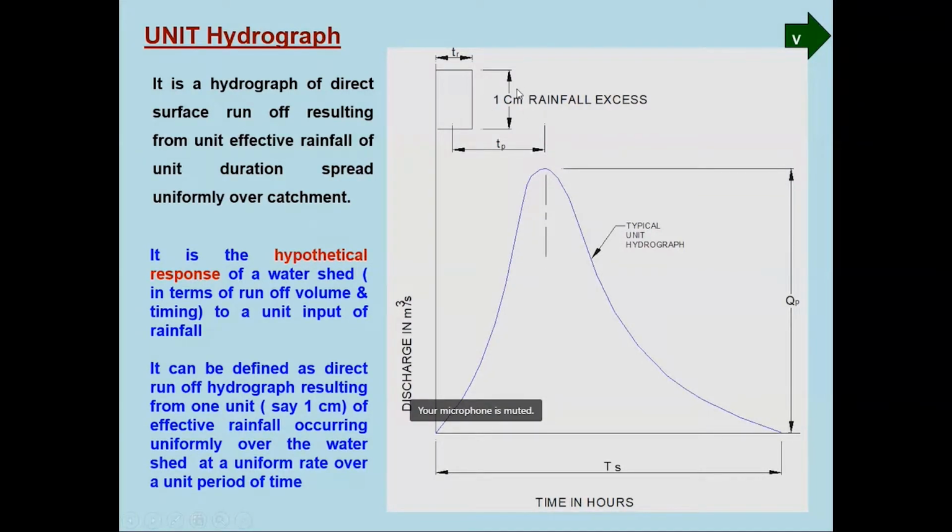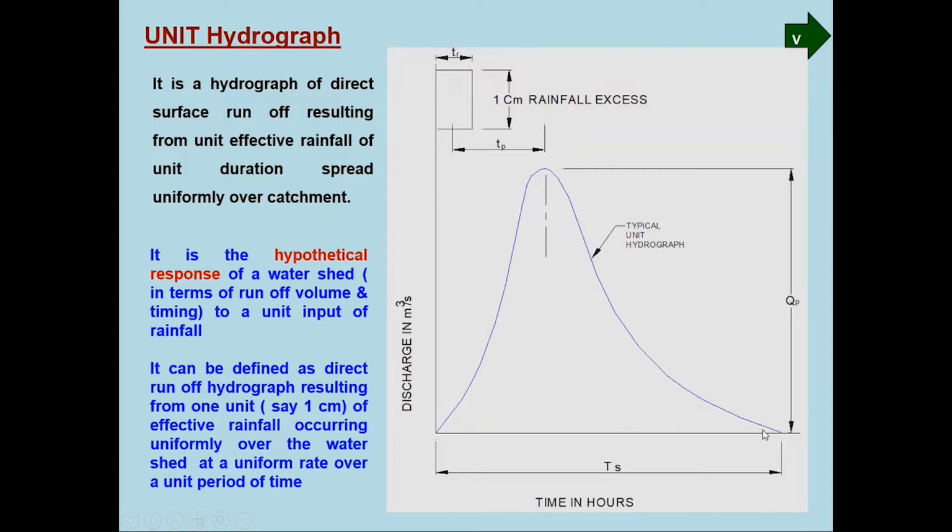If it becomes 2 centimeter, then they say it will increase proportionately. Meaning the same graph will increase proportionately. If it was 5, when it becomes 2 centimeter, it will become 10. But this time period will remain the same. If it is 3, it will become 3 QP. If it is 4, it is 4 QP. But this time period TB will remain as it is. So it will just increase proportionately, and the shape of this hydrograph will not change.